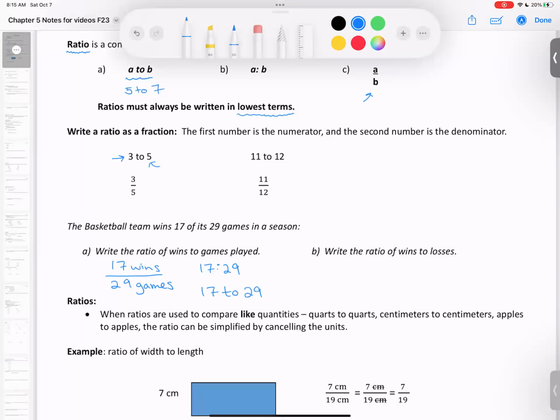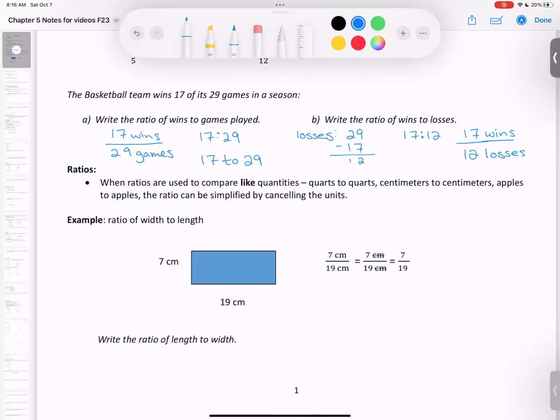Okay, and so wins to losses for this team, well, we know they have 29 games. So losses then is going to be 29 games minus the ones they won. And so we end up with 12 games that they've lost. So the ratio then of wins to losses is going to be 17 wins to 12 losses, or we could write it like this, 17 to 12. And we could even write in what it is if we want, 17 wins to 12 losses.